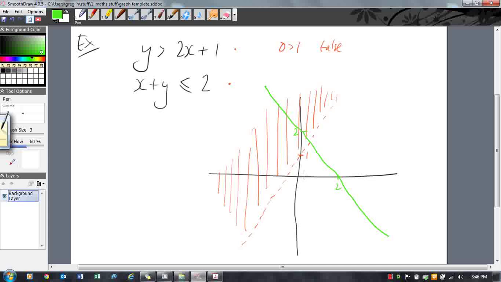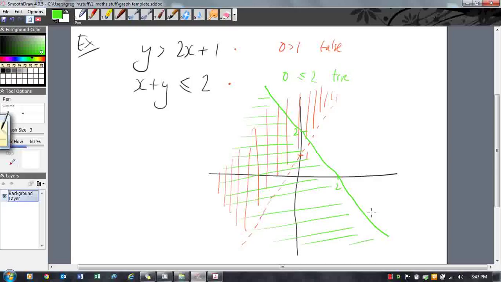Is it this side over here, or is it this side down here? Again, let's choose the test point 0, 0. Let's see if it's true or false. 0 plus 0 is less than or equal to 2. 0 is less than or equal to 2. Is that true or false? 0 is less than 2, so that is true. Because this point is true, it means this whole side will be true. So let me just shade in this side here. Okay, so the solution will be where these two overlap.